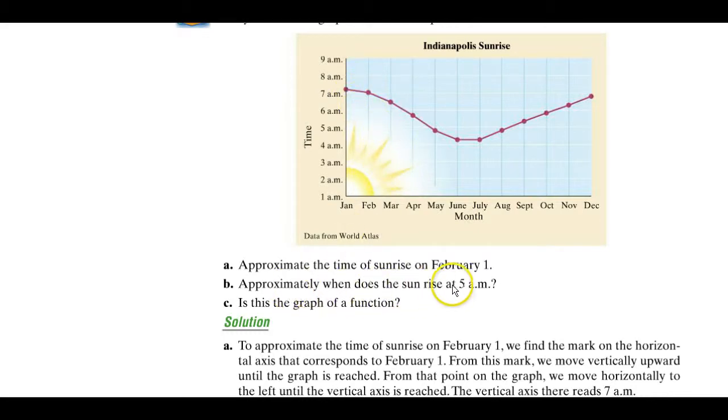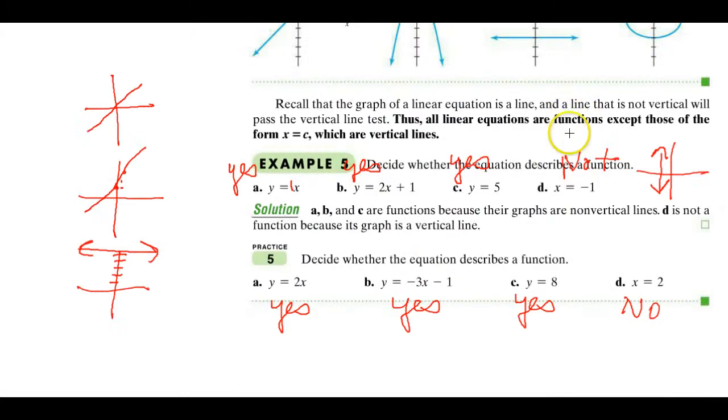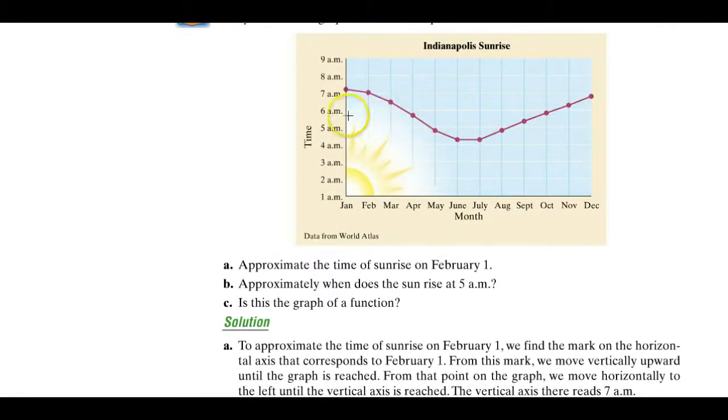Approximately when does the sun rise at 5 a.m.? Well, you go to 5 a.m. here. And here, let's use a little line, because that would help. 5 a.m. here. So approximately May and in August at 5 a.m. And that's what you're doing. You're seeing where it is and then matching it up to the side.